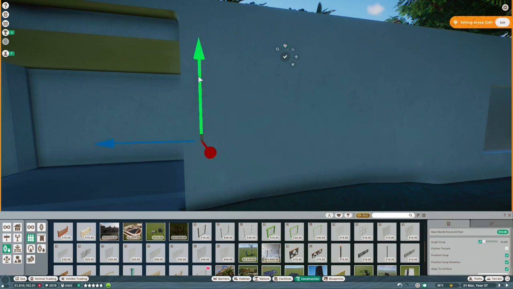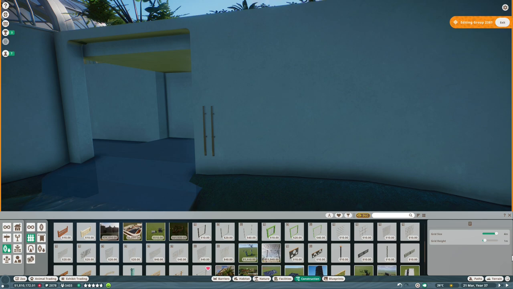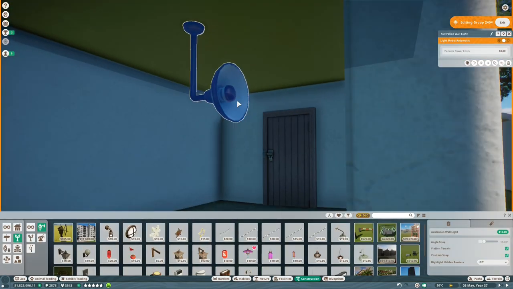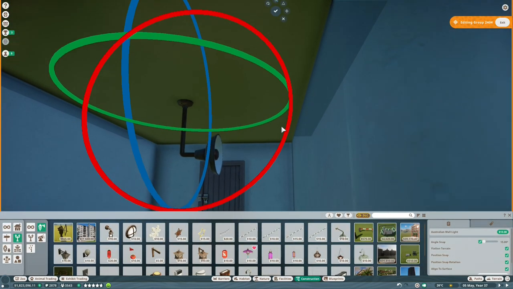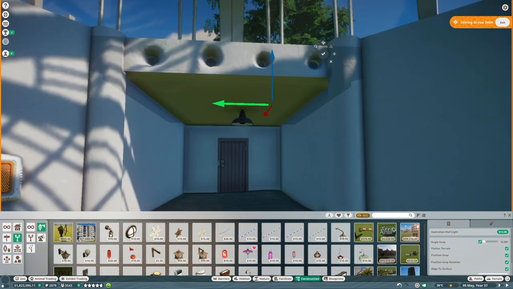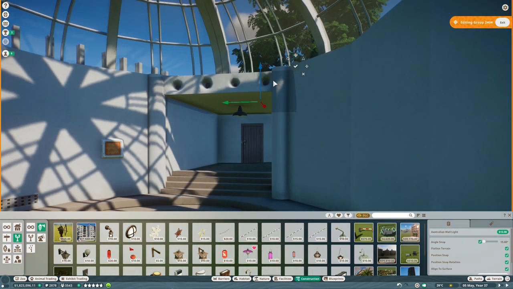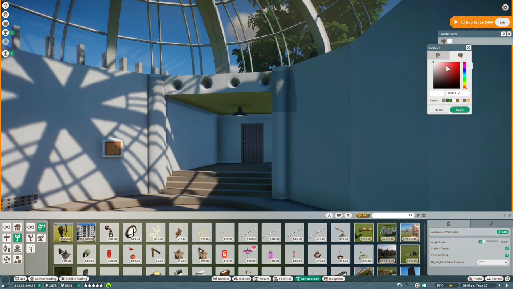We're going to put some more of these bars on the wall. And this light, this Australian light, which is supposed to be a wall light, but I really like it when you sink it into the ceiling. It gives you a new option in terms of lighting. And that's the winter quarters pretty much done.